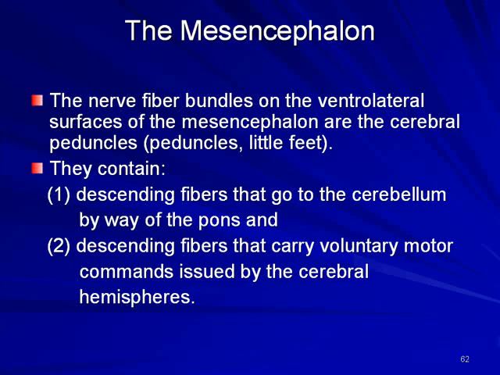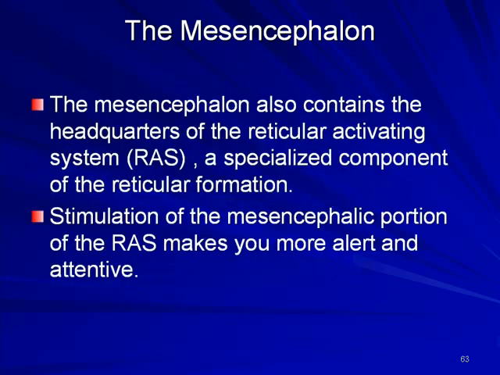Nerve fibers and bundles in the ventrolateral surface of the mesencephalon, the cerebral peduncle, contain descending fibers that go to the cerebellum by way of the pons, and descending fibers that carry voluntary motor commands issued by the cerebral hemisphere. Again, when we talk about maintaining communication, it's these descending fibers that send information back down to voluntary muscles to carry out specific commands or functions.